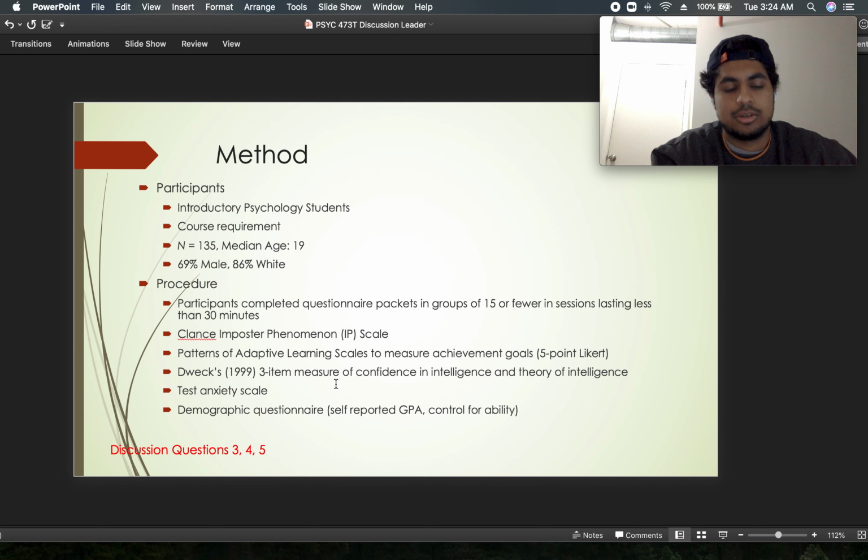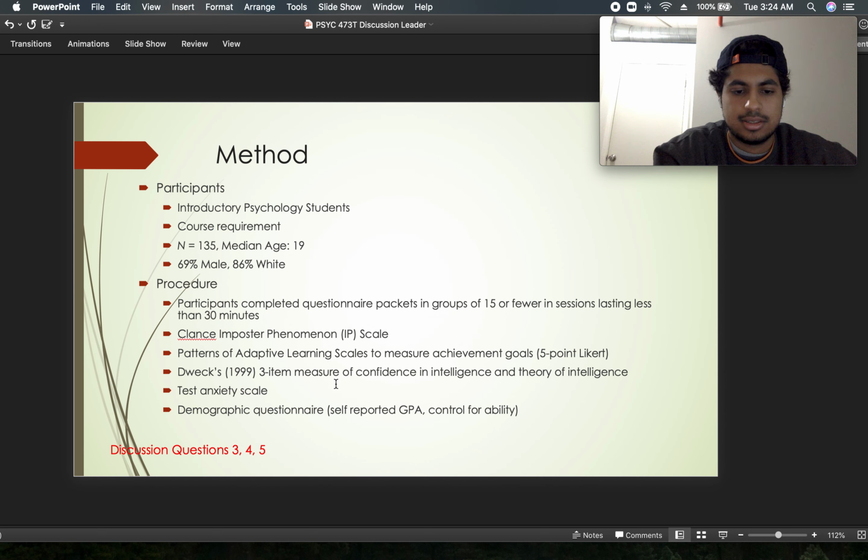And this actually brings me to my next question. I know I have a lot of questions for the method section, but my last question here is, do you think that self-reported GPA is a good metric for controlling for ability? In other words, do you think GPA is a good indicator of ability?